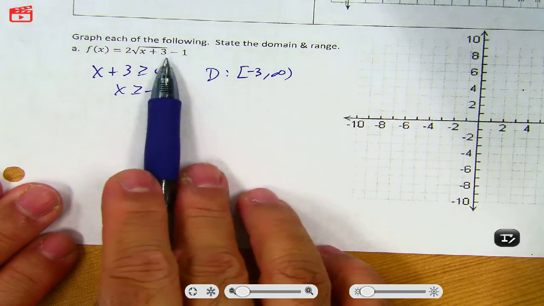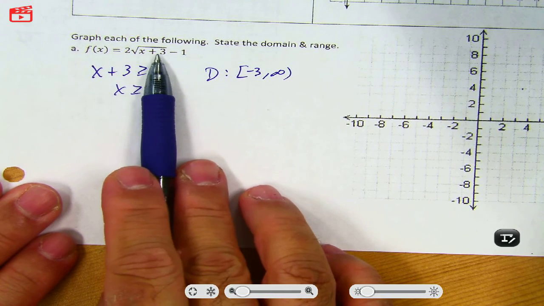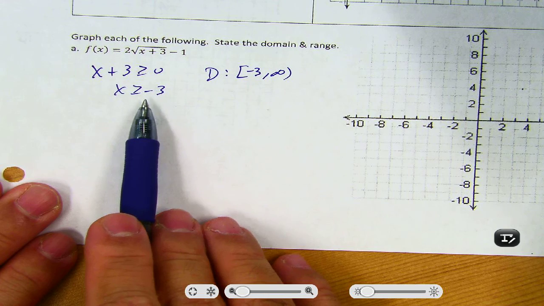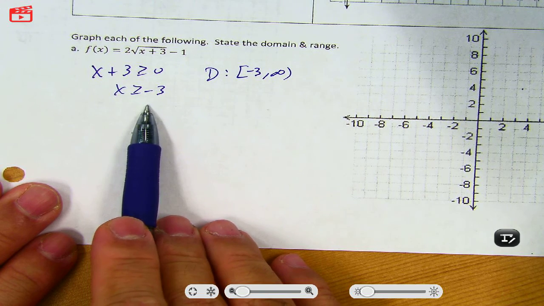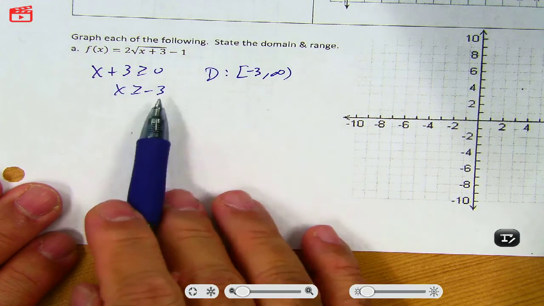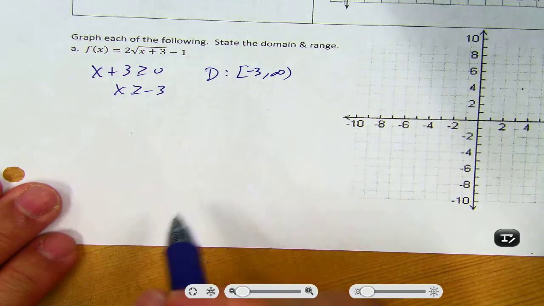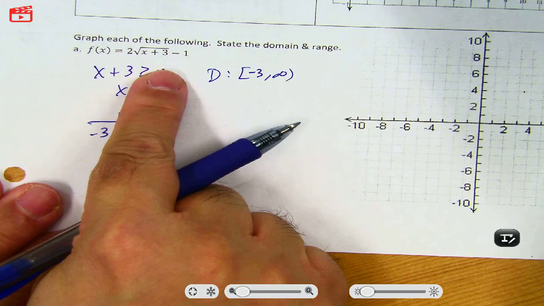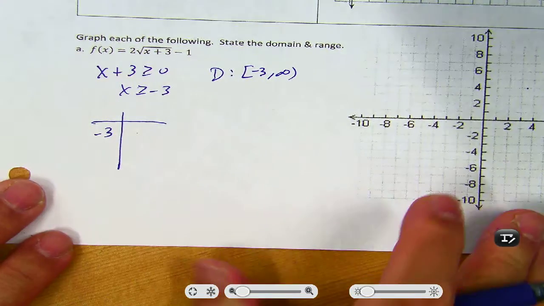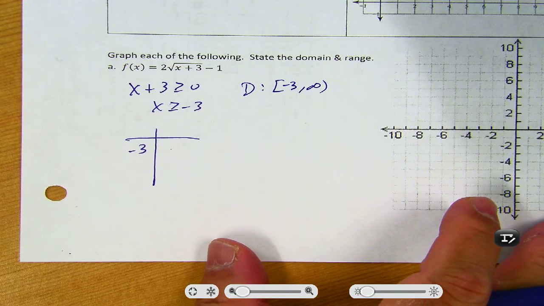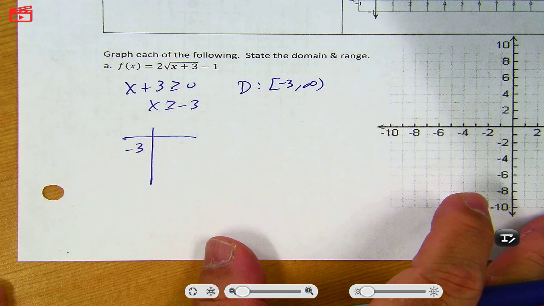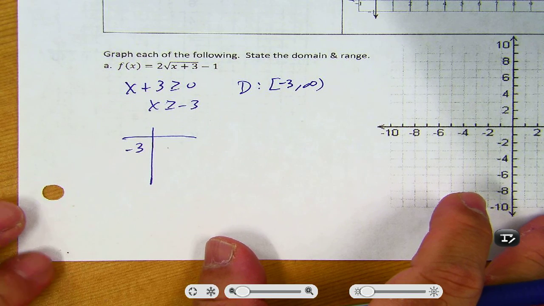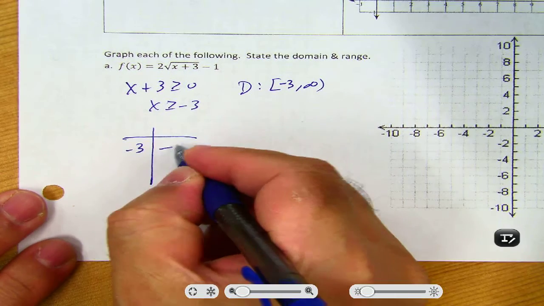Right? So I set the inside of the radical greater than or equal to 0. My starting point begins at x equals negative 3. So I plug negative 3 into that expression. What happens when I plug in negative 3? It's negative 3 plus 3, that's 0. 0 minus 1 is negative 1.